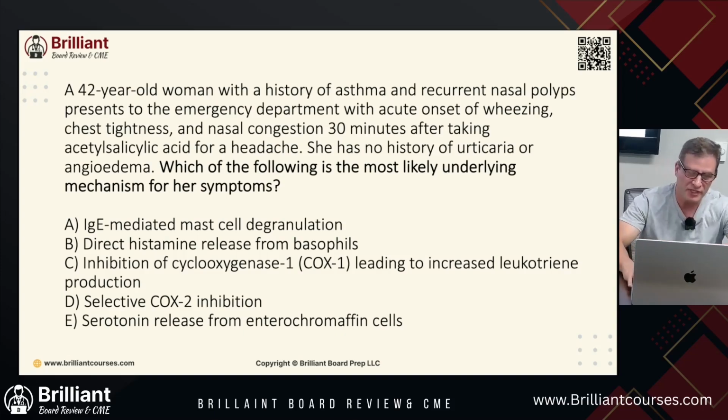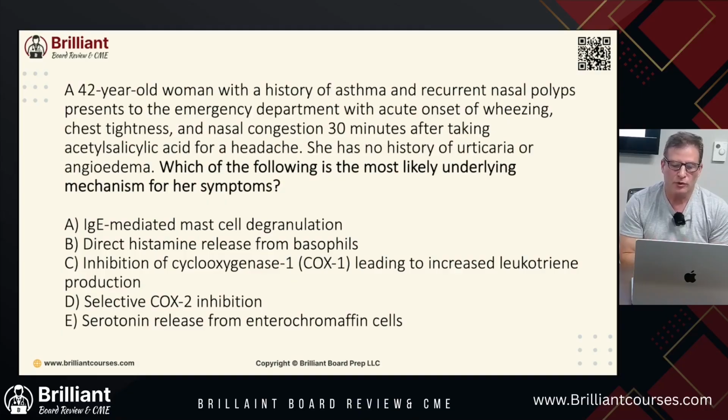All right, so we're gonna go through this together. A 42-year-old woman with past medical history of asthma and recurrent nasal polyps presents to the emergency department with acute onset of wheezing. So she has asthma, recurrent nasal polyps, and wheezing. Chest tightness and nasal congestion 30 minutes after taking acetylsalicylic acid. What is that? Aspirin. For a headache.